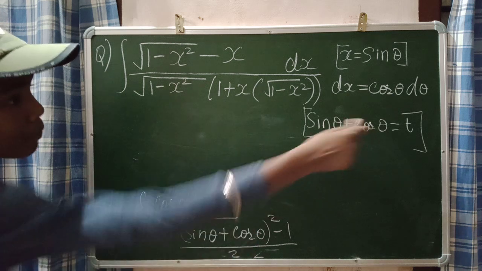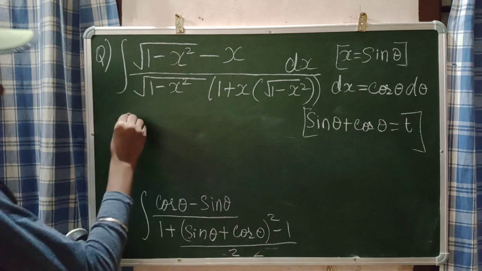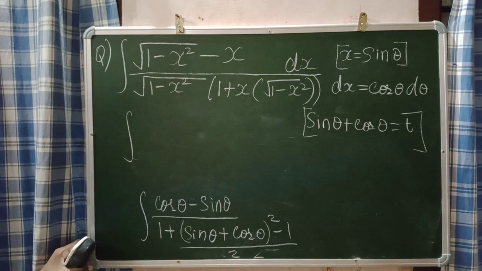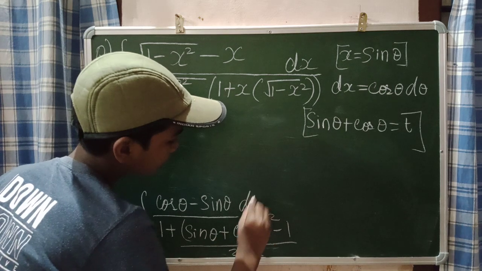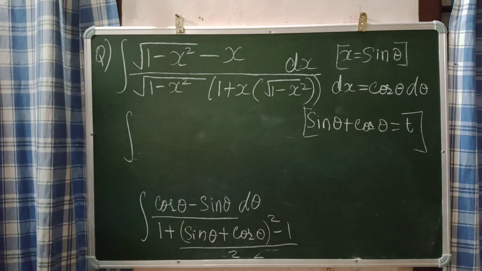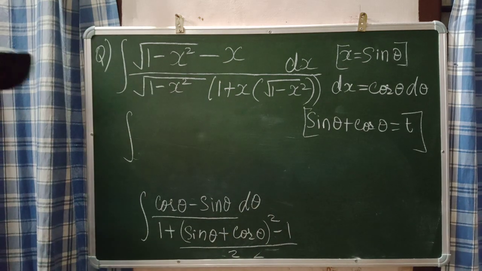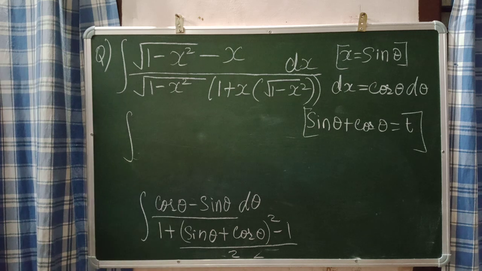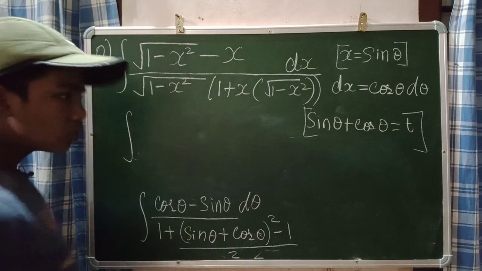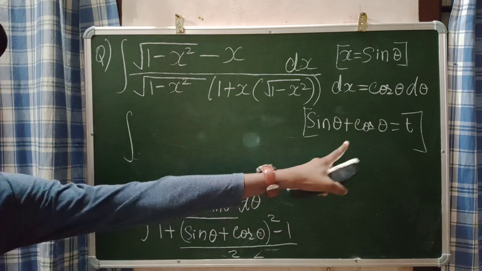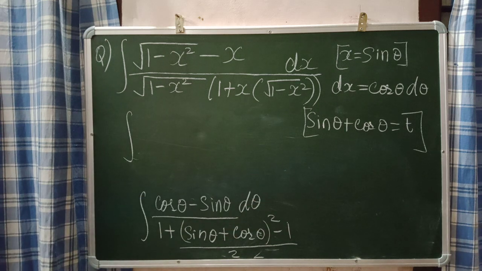So if I take sin theta plus cos theta as t, how will this integral be? Here it should be d theta, right? I should write d theta here. So cos theta minus sin theta d theta, over 1 plus sin theta plus cos theta whole square minus 1, divided by 2. This is what you are having. If I take sin theta plus cos theta as t, how will this integral change?